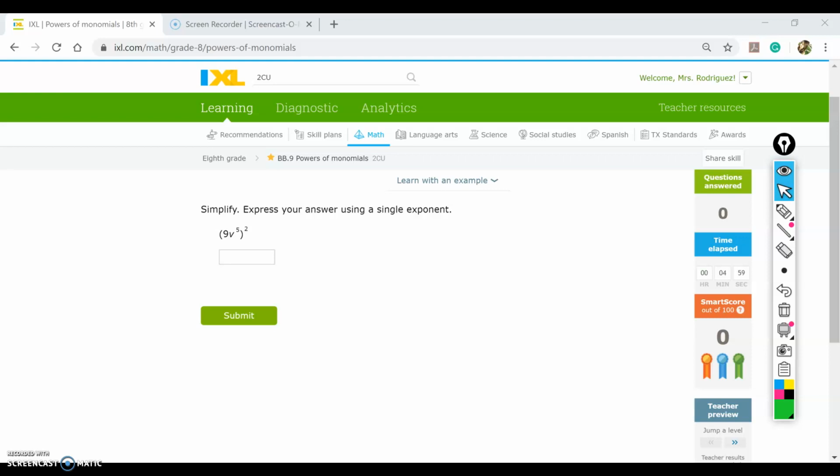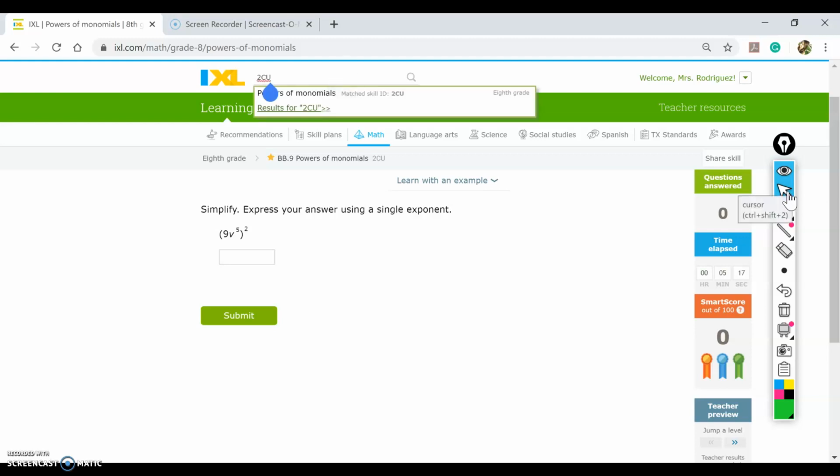Hello again, students. Just in case, one more time, if you don't know how to find skills on IXL, whenever I put the skill on the weekly schedule of what you're doing and you don't know how to get to that skill, you can just search for the skill in the search bar on IXL.